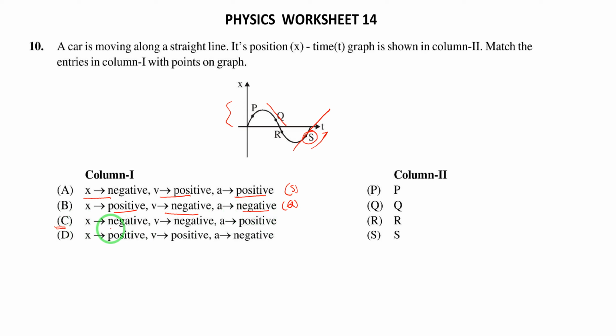C को देखें, x is negative, so R और S में से होगा, S is already there, so it will be R. And v is negative, देखो R पे नेगेटिव स्लोप बन रहा है, so R is the answer to this. And then obviously D will correspond to P, x positive, v positive, and acceleration negative.